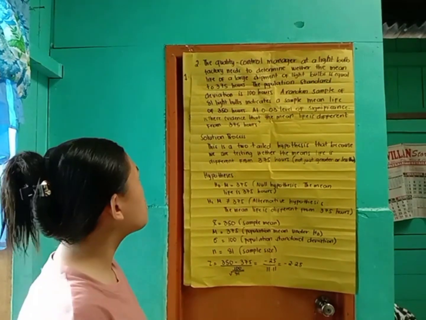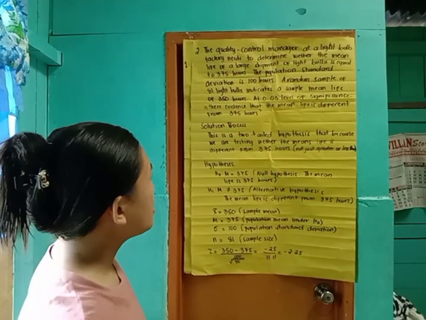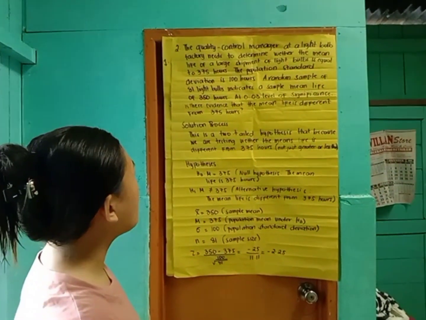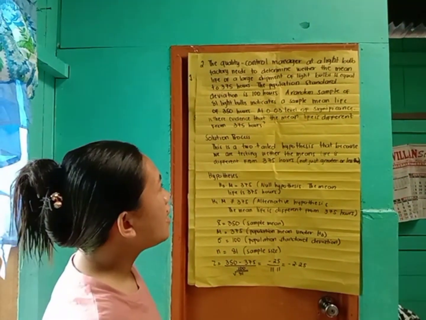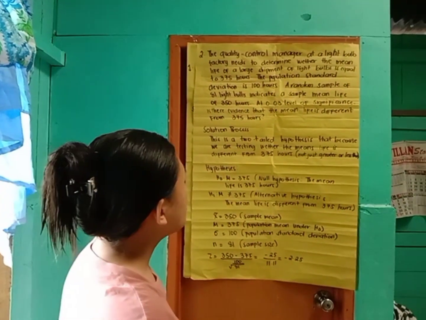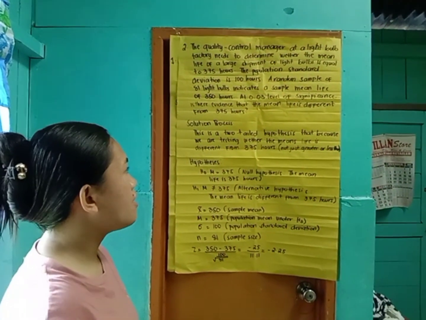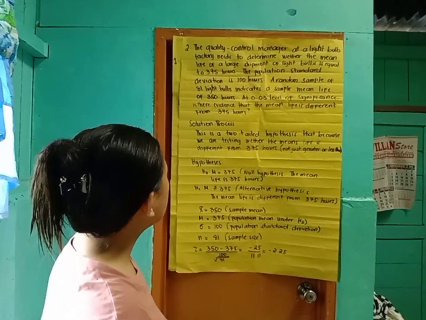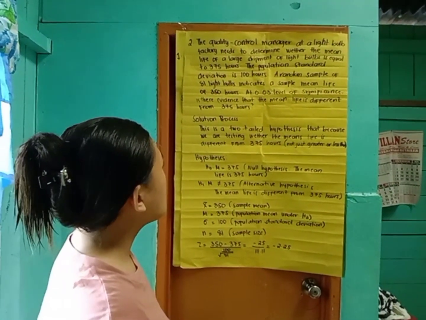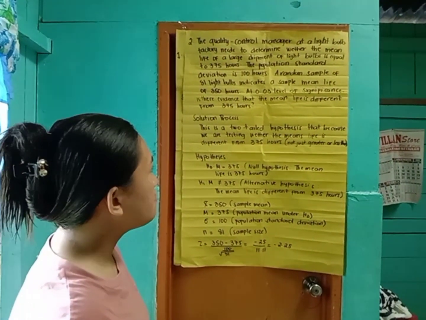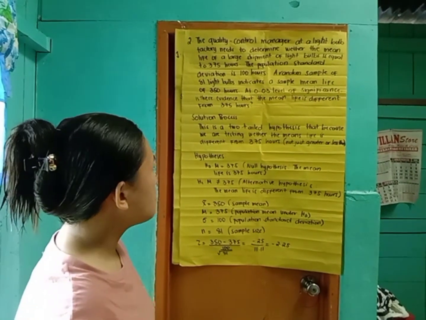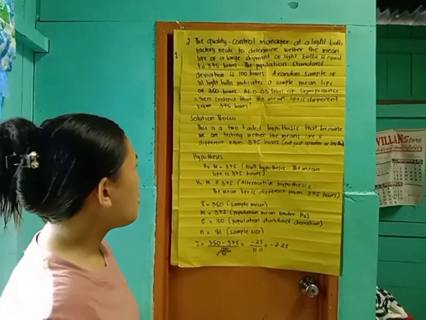Question number 2: the quality control manager at a light bulb factory needs to determine whether the mean life of a large shipment of light bulbs is equal to 375 hours. The population standard deviation is 100 hours. A random sample of 81 light bulbs indicates a sample mean life of 350 hours at the 0.03 level of significance. Is there evidence that the mean life is different from 375 hours?